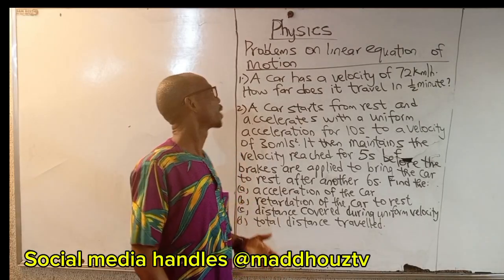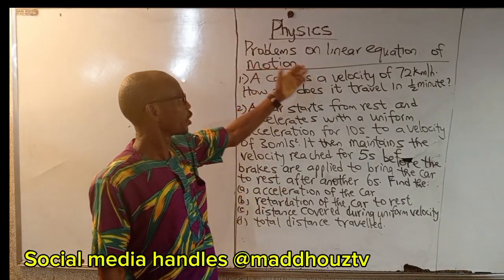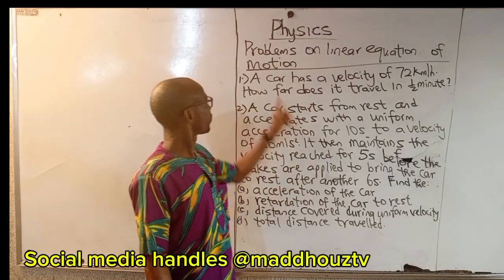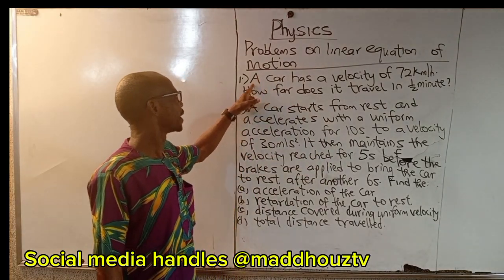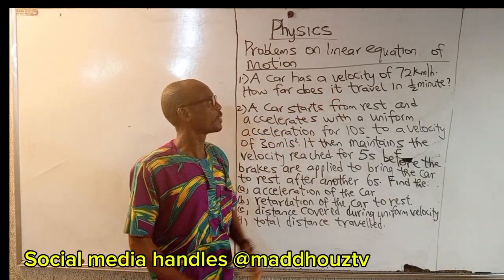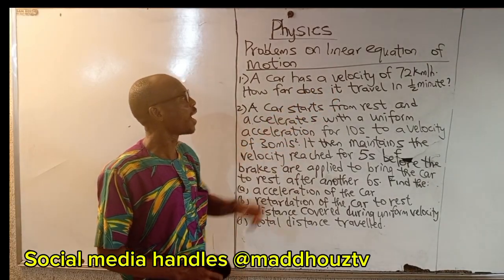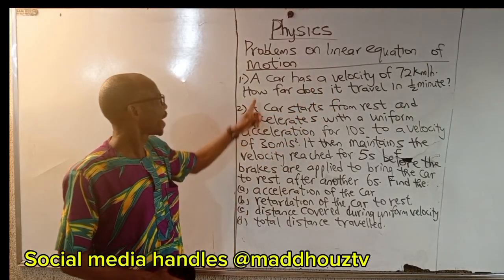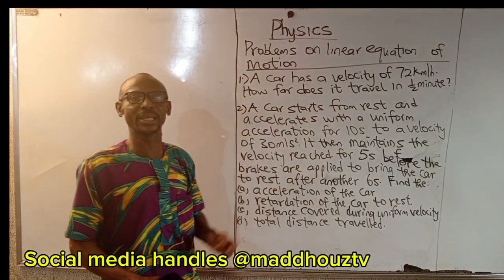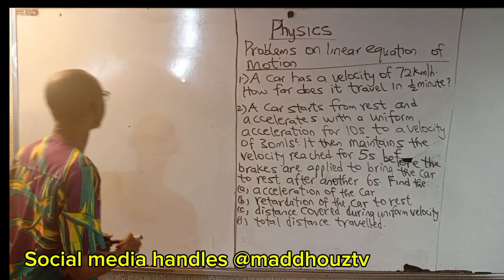We are going to look at using the equations of motion in solving linear problems. Now we are going to look at problems on linear equation of motion. Let's look at the first one here. Number one, a car has a velocity of 72 kilometers per hour. How far does it travel in half a minute? Now let's look at this solution.